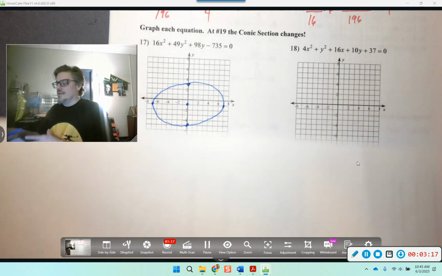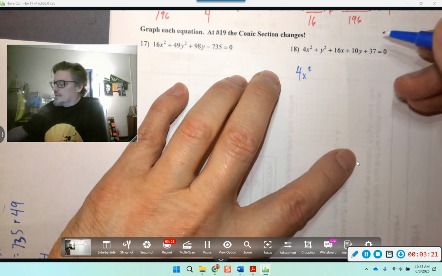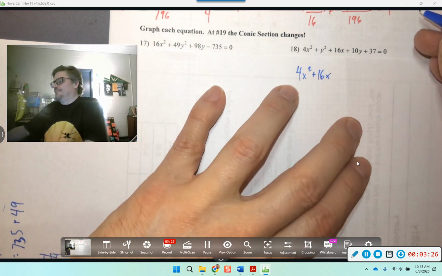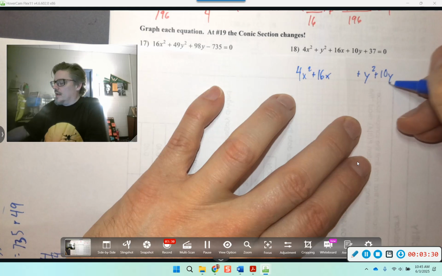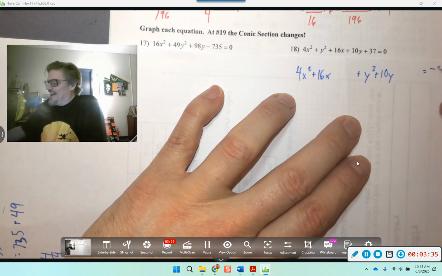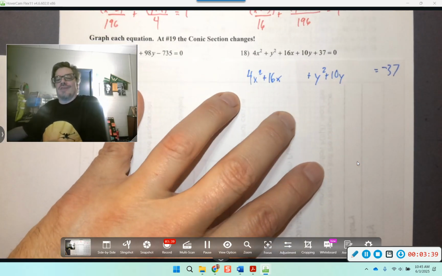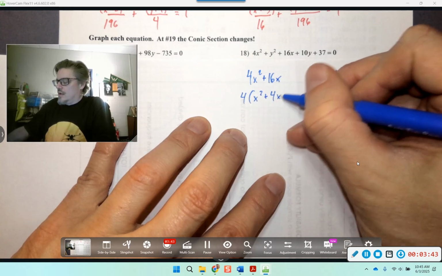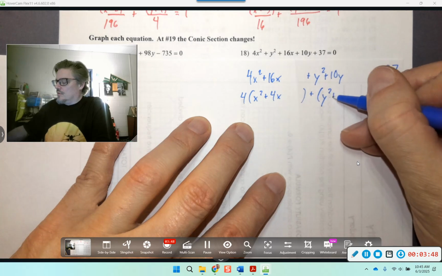Okay, let's go ahead and do this other one. We're going to pair these up. So let's get that 16x next to this one. Got a y squared over here plus 10y. All right, and then -37. Going to move that over there, just creating space. We're going to factor out that 4, and the y doesn't need to have anything factored, so we'll just do that.